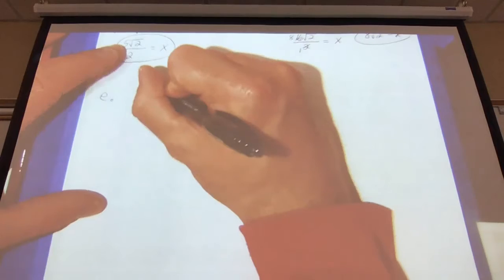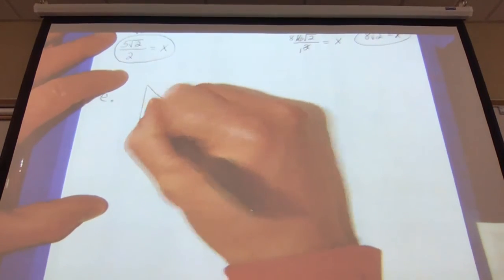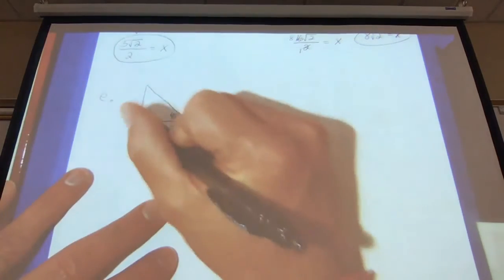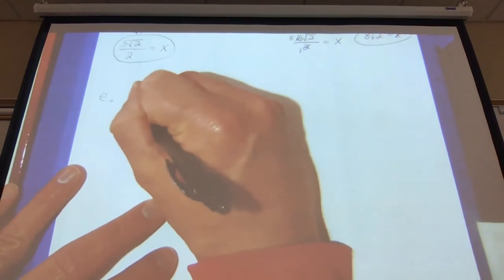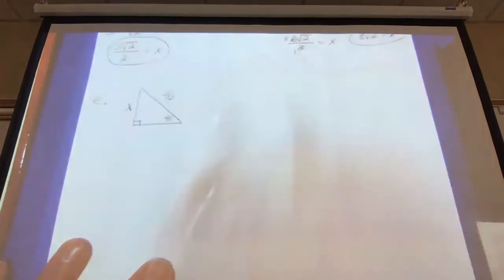This time we're going to let you guys make it up. We're going to have a 45, 45, 90 triangle. We're going to make x one of the legs. What do you guys want the hypotenuse to be? You know, you pick. 46. 46. All right.